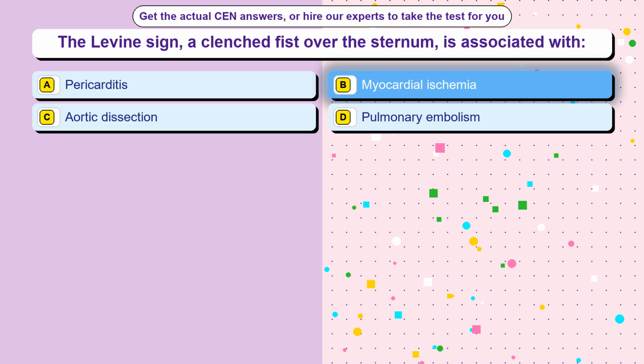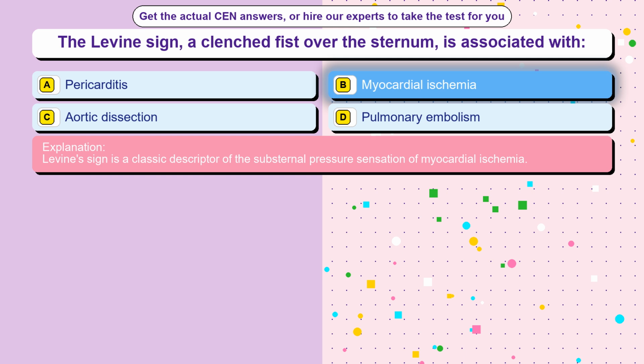The correct answer is option B, myocardial ischemia. Levine's sign is a classic descriptor of the substernal pressure sensation of myocardial ischemia.